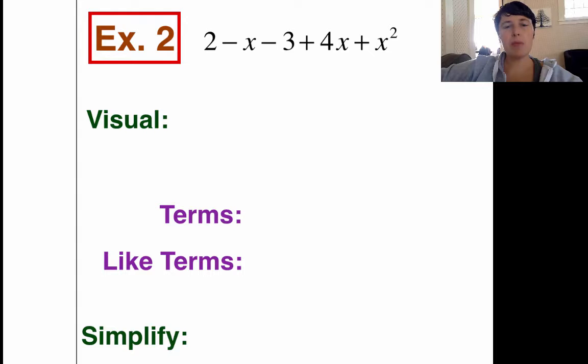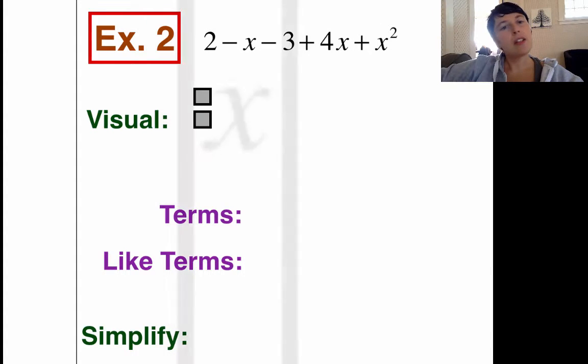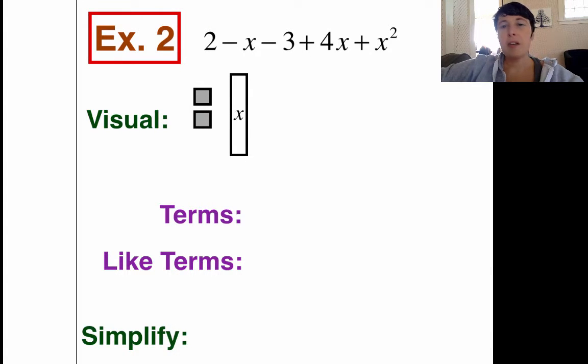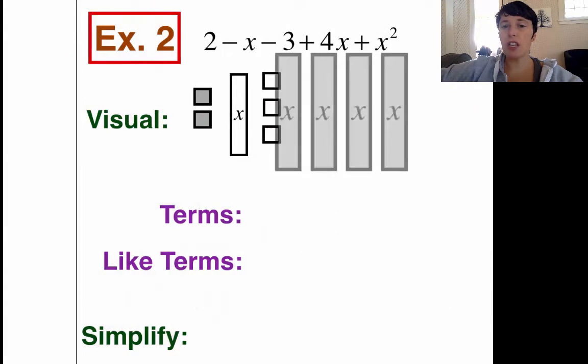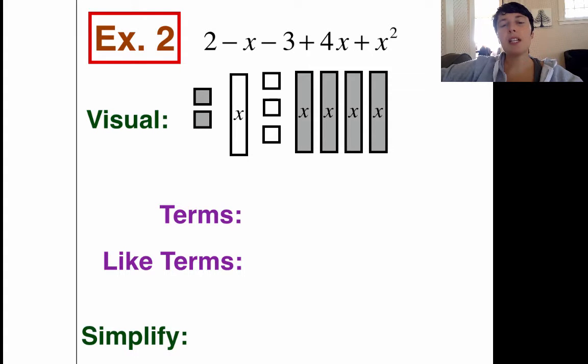The visual is going to be 2, so we need 2 little units, shaded because they're positive. Minus x, so that'd be a negative x. Minus 3, so that'd be 3 negatives. Plus 4x, so that'd be 4 shaded x's. And then plus the x squared. X squared means it's the big x squared tile. It looks like this, and it'd be shaded.